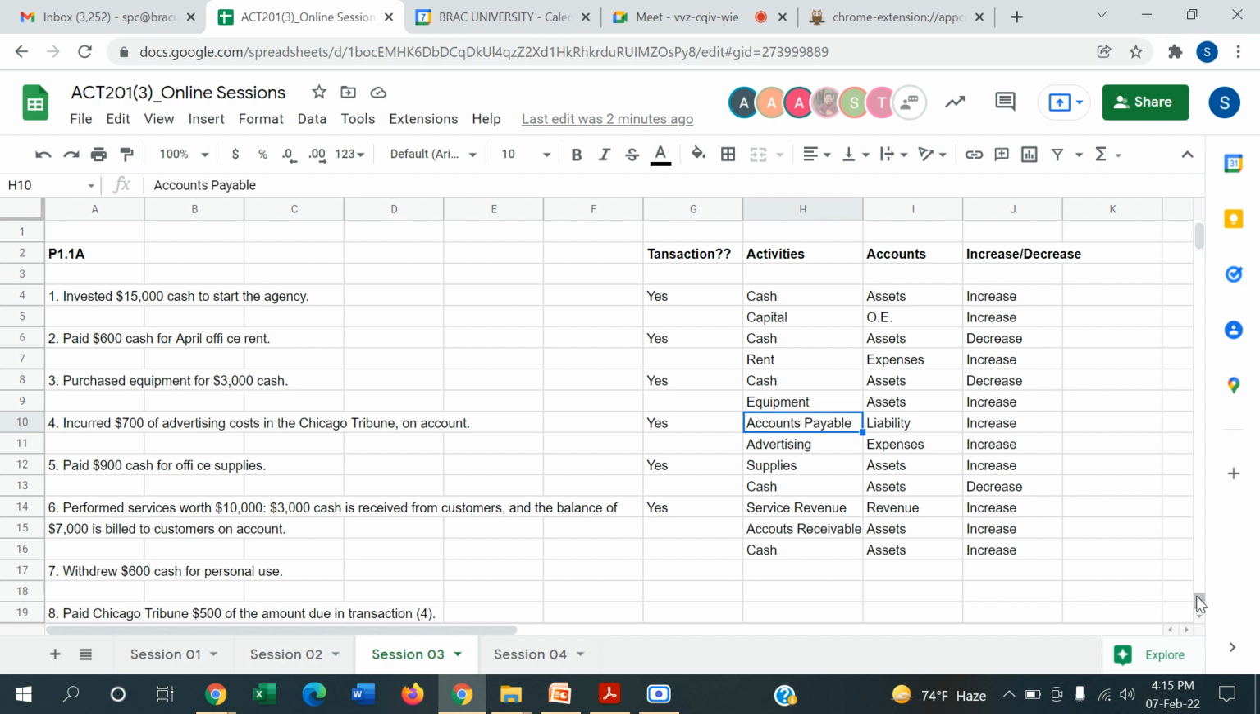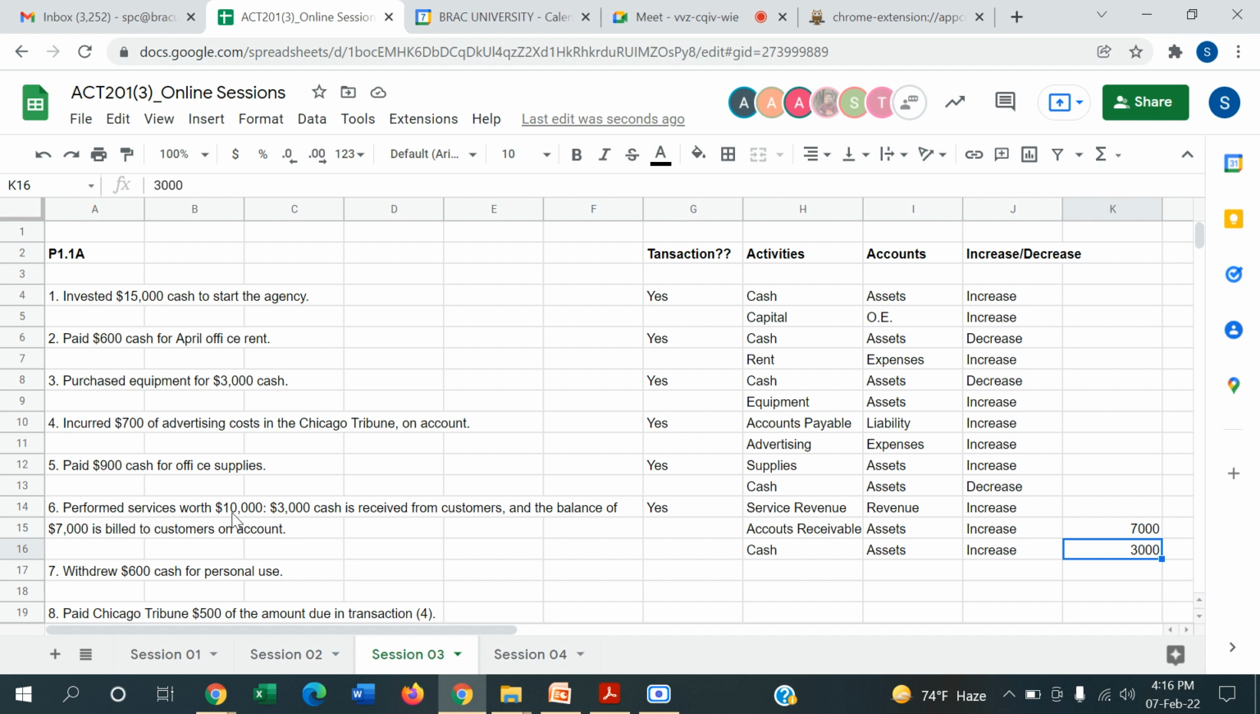Can you please help me? What should be the accounts or activities? Cash, you have received cash of 3,000. Accounts receivable is how much? 7,000. Why have you received cash? Because you have earned revenue.